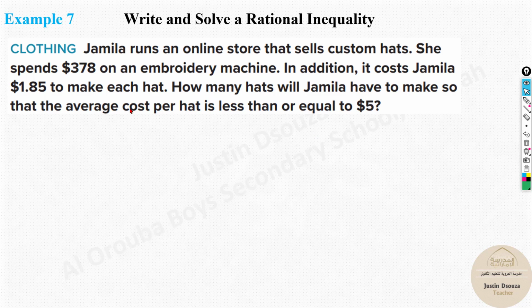Here we need to understand exactly what's happening. The total amount spent, let me just write it out over here, is 378 already. And it costs 1.875 to make one hat. Okay, let's consider the number of hats as x. Now she has to bring the average cost price of the hat to less than or equal to 5, right?